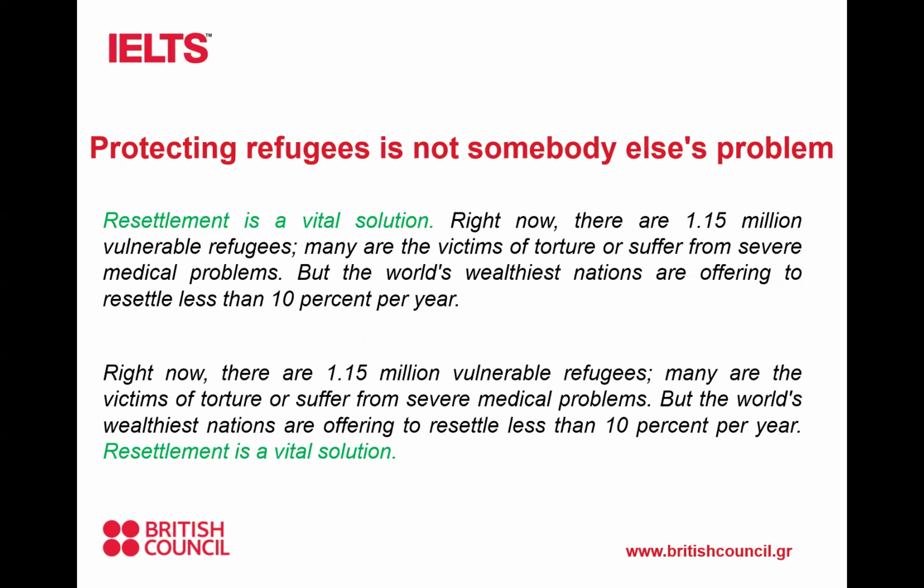In the examples in front of you, you'll see that two sentences are highlighted in green. The paragraphs are the same. The sentence order is different. Well, resettlement is a vital solution is in both cases a kind of topic sentence. In the first paragraph, it's the introduction. In the second, it's conclusion. But is it really just a matter of introductions or conclusions?